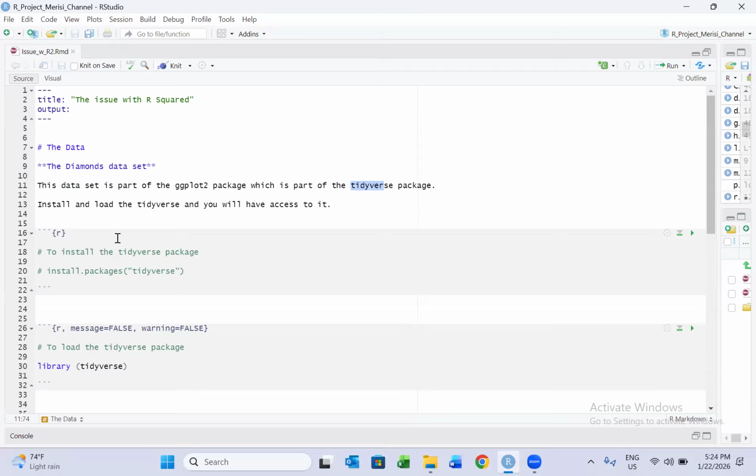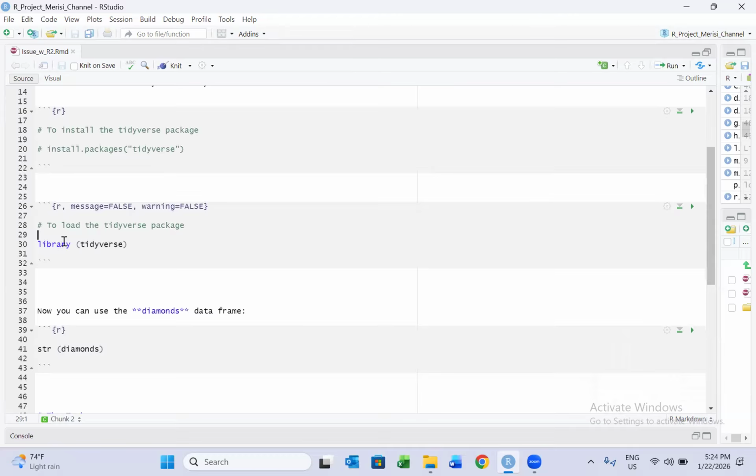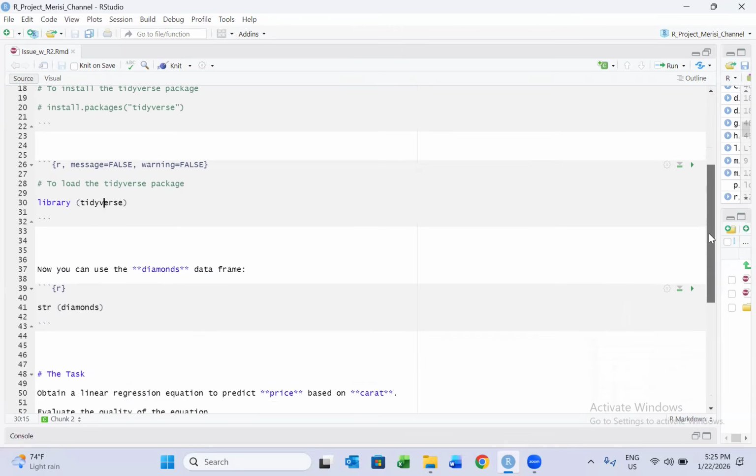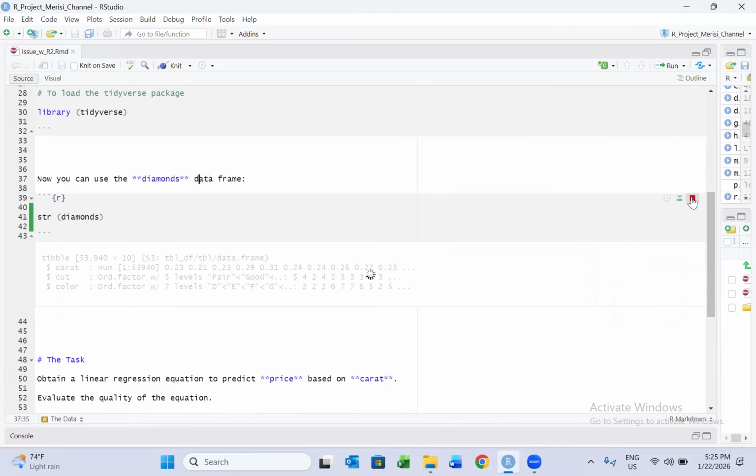If you need to install the tidyverse package, you are going to comment that line of code out, and then you're going to install the tidyverse. I don't have to do it because I already did. But if you need to do it, just remove the comment right here and run that code cell. That's to install the package. To load it, we use the library function and then the name of the package. Let's load the tidyverse. And it's loaded. As I told you, once you load the tidyverse, you have access to the diamonds data frame. Let's take a look at the diamonds data frame.